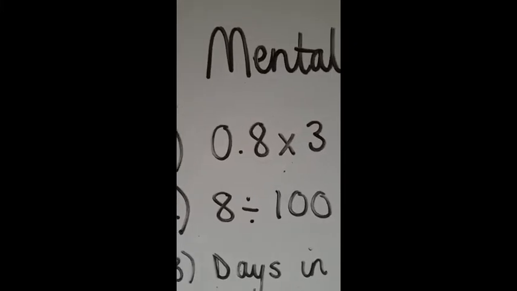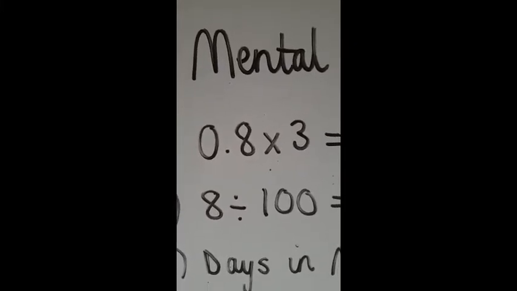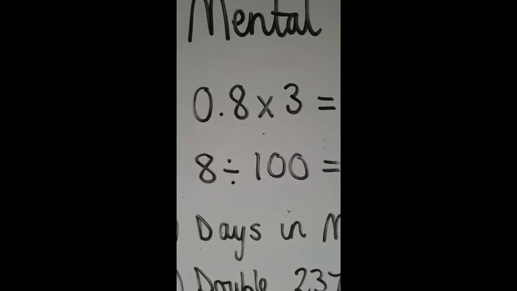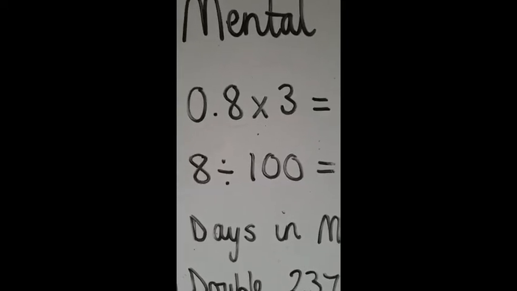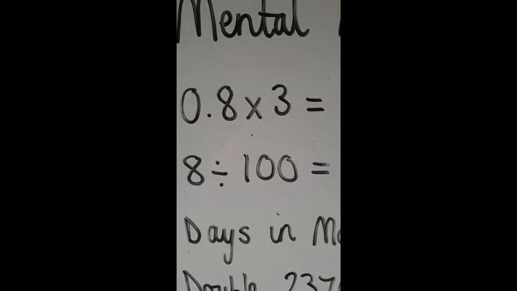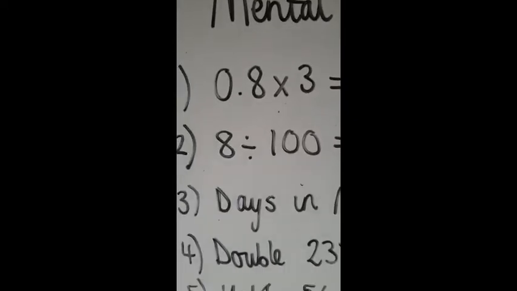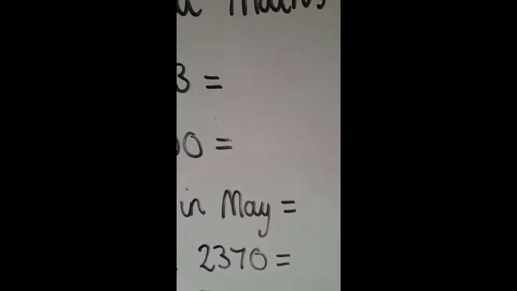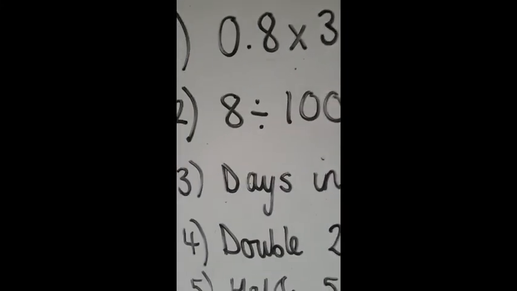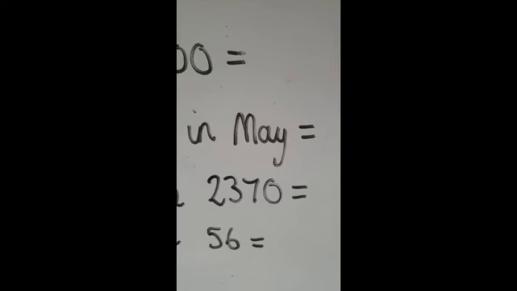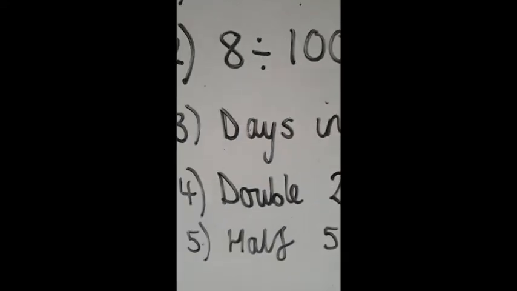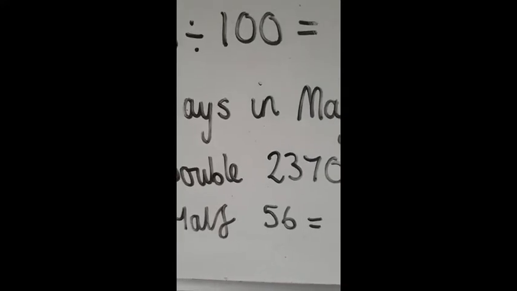Number 1. What is 0.8 times 3? Number 2. What is 8 divided by 100? Clue, I don't want to see a bus stop method. No, no, no. Number 3, how many days are in May, the month that we're in now? Number 4, double 2,370. Number 5, half 56.